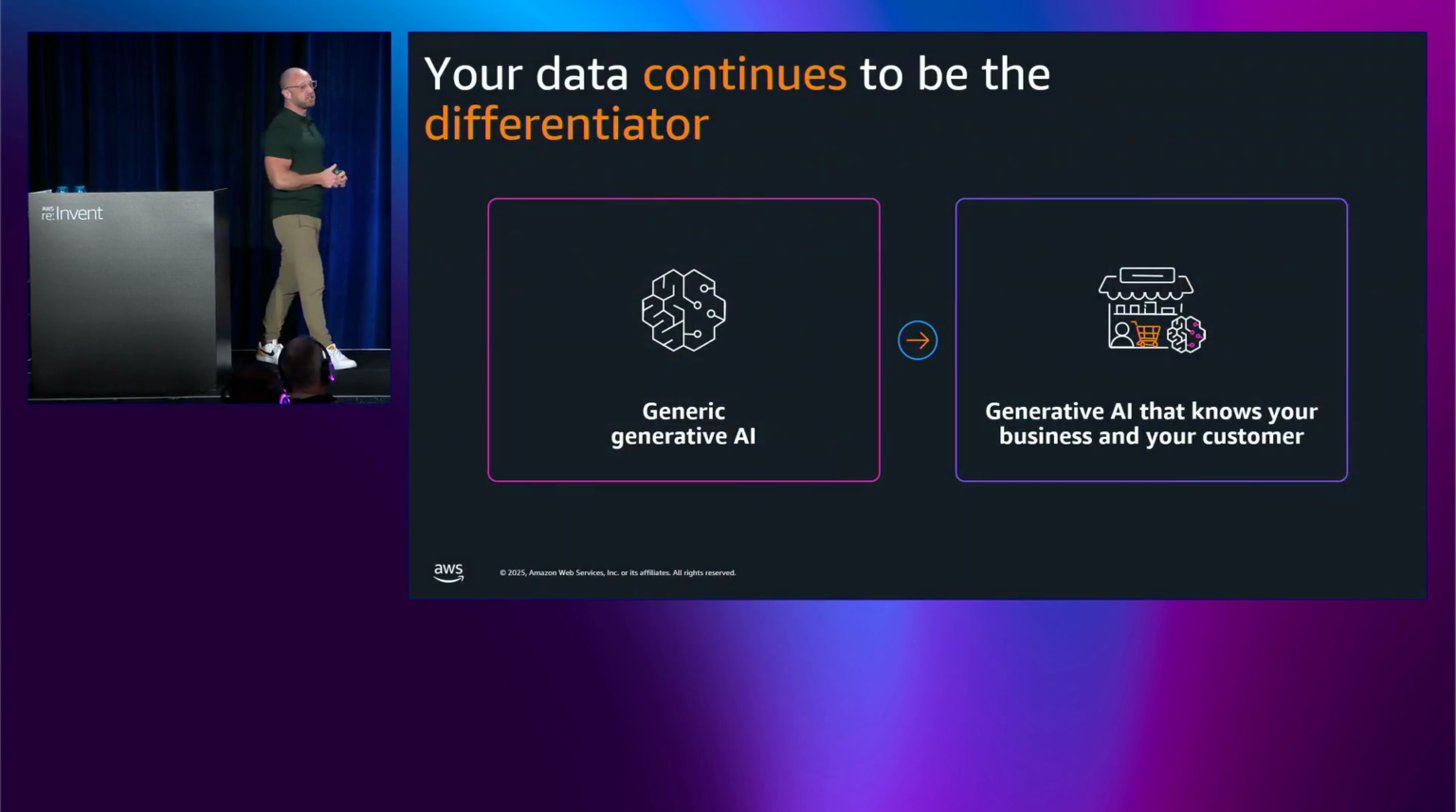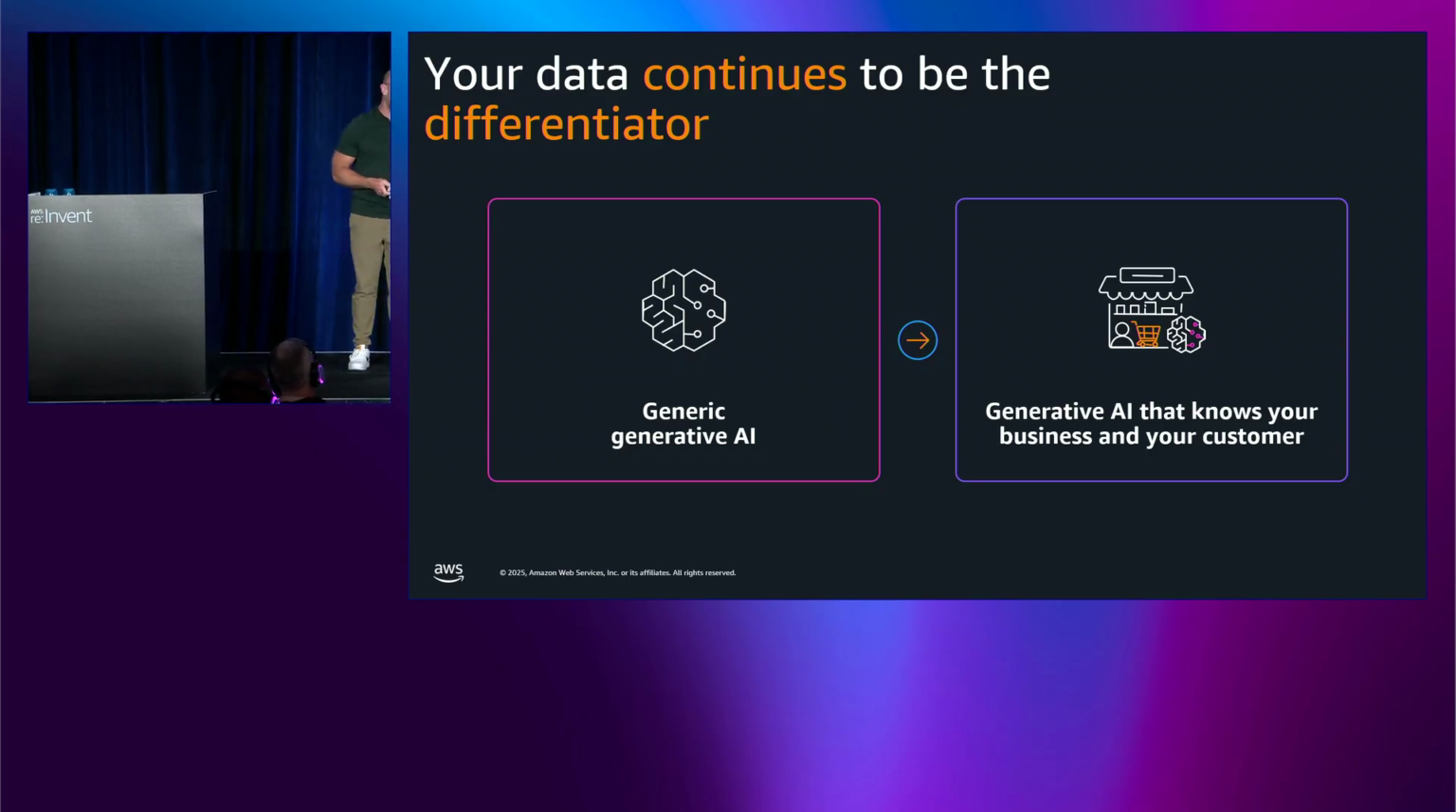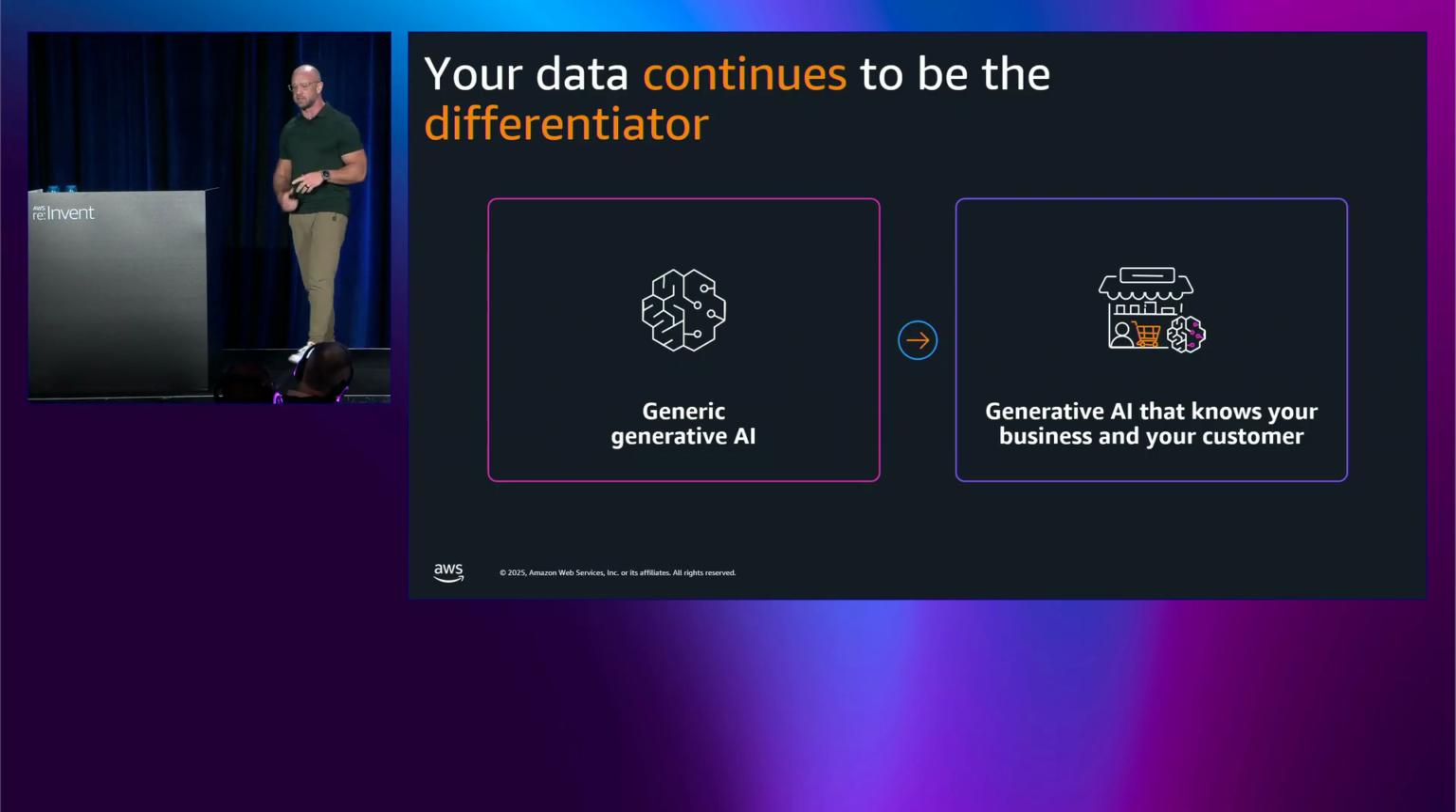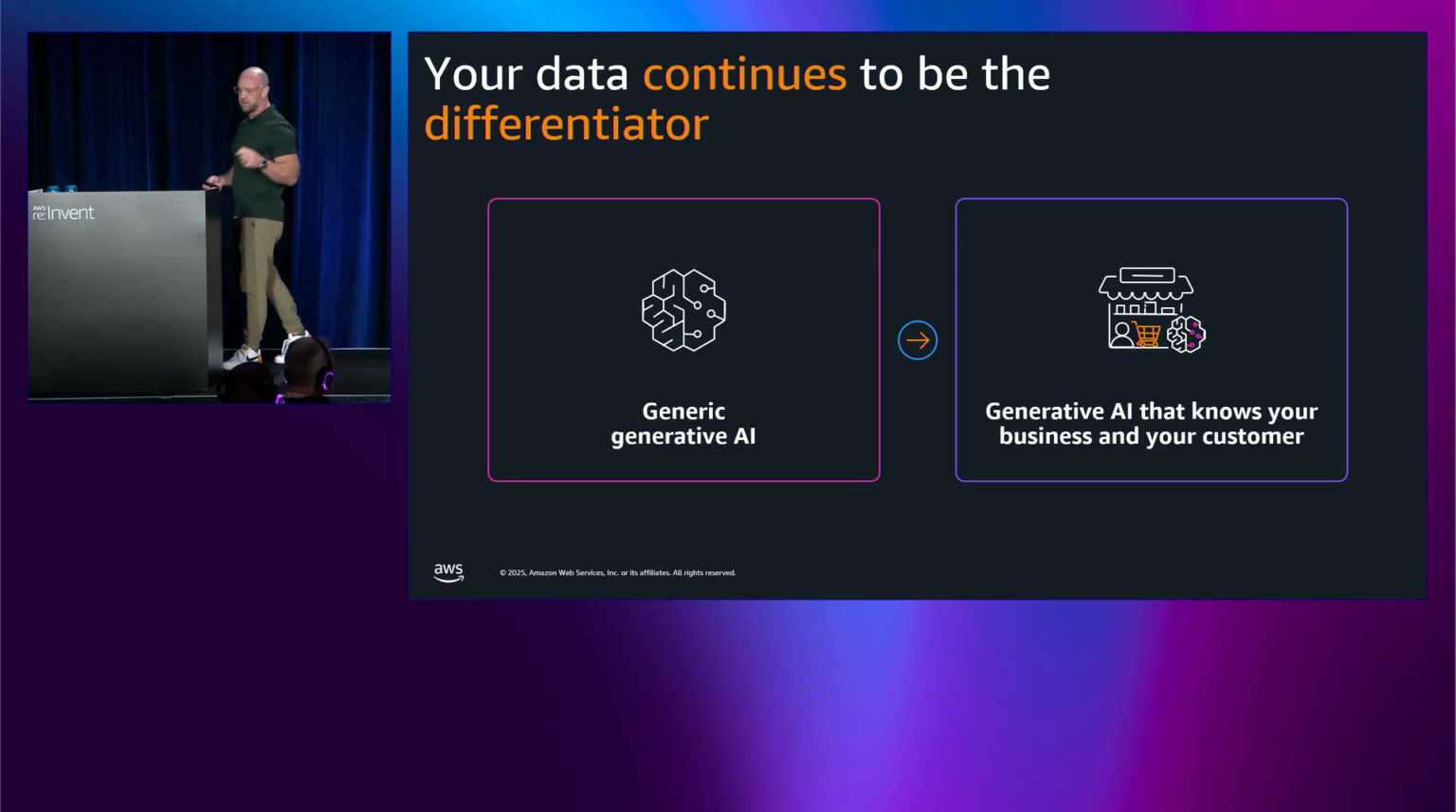Doug and I were up here last year talking to you about generative AI on Amazon DocumentDB, going really deep on some vector indexes and how you utilize those. And the thing that we told you then was that your data is a differentiator. And guess what? Nothing has changed. Your data is still the differentiator. That's what makes these Gen AI applications unique to your business.